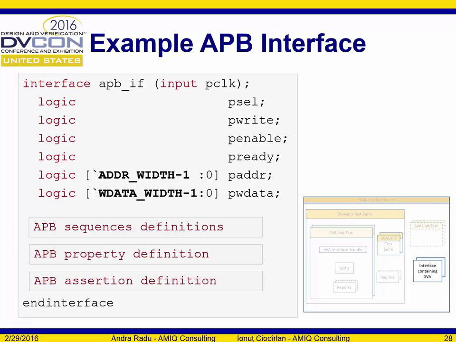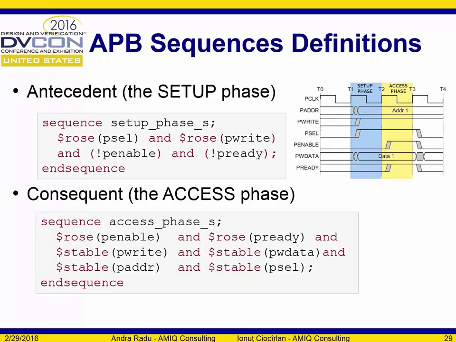But for the first, here we have all the signals defined. It is good practice to have configurable widths, so that could also be reflected in the assertions. An address width and the data bus width are present there. Now going into the sequence definitions, they're the ones that I presented earlier on. So we have the setup phase sequence and the access phase sequence. We will then use them to build up the property definition and the assertion definition, as we've seen previously.